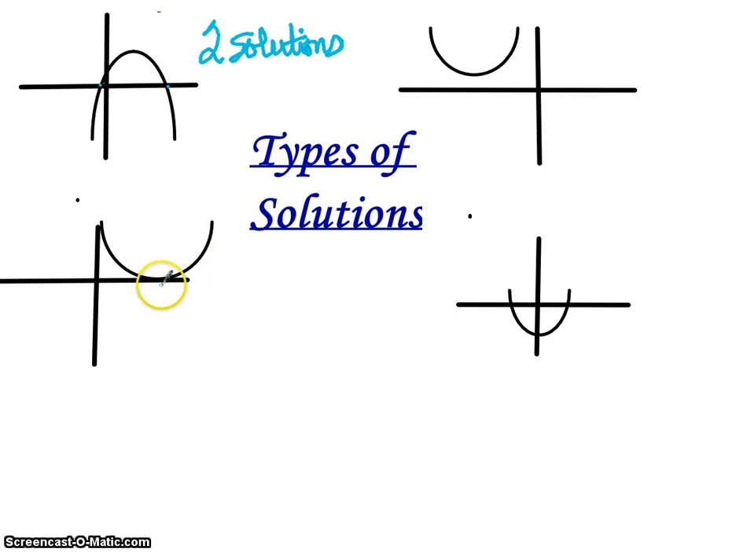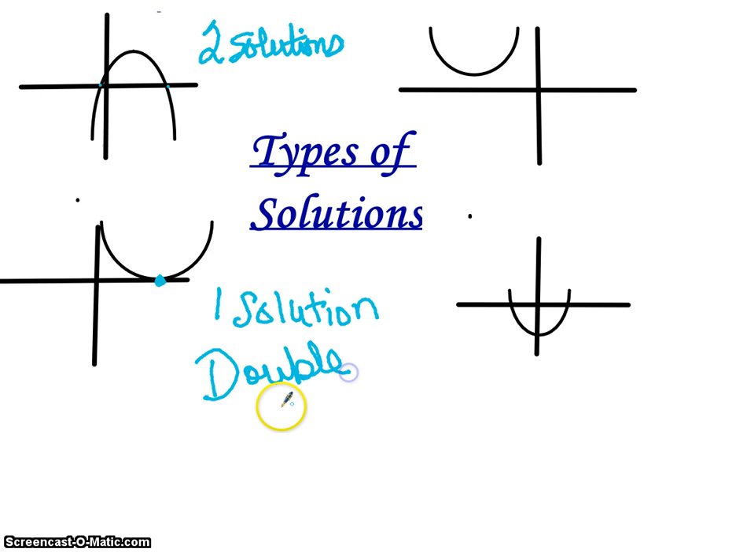Then if we look down at this one, it's touching in one spot. So this is one solution, or what we've called, and you'll hear it often referred to as a double solution. It's just the same double solution.